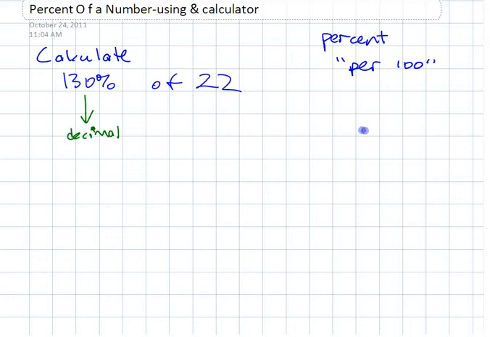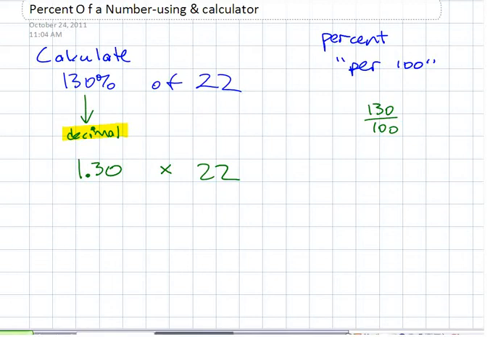130% as a decimal, what's that? 130 per 100. 130 out of 100 is 1.30. You don't need to put the 0. You can just put 1.3 if you want. If you want 130% of 22, you're going to go 130 out of 100, or 1.3 times 22. You just change the percent to a decimal, and then you can put it on your calculator and figure it out.